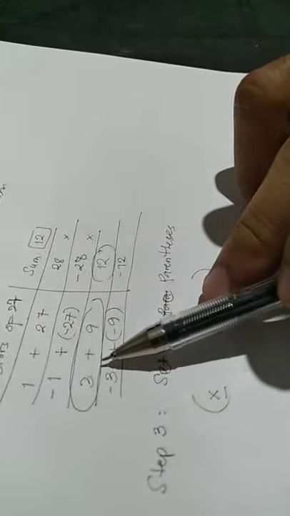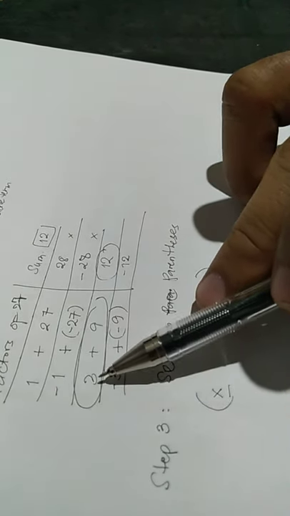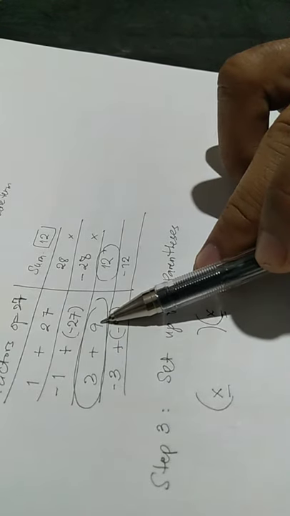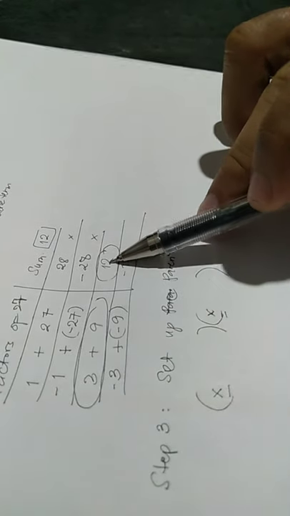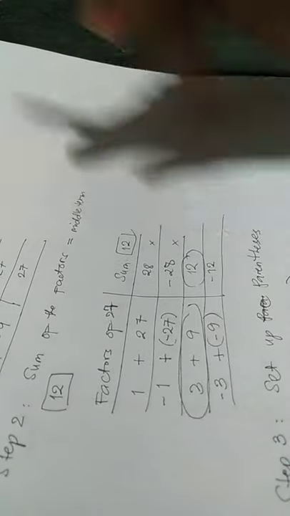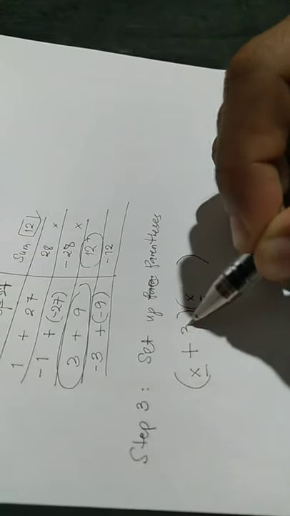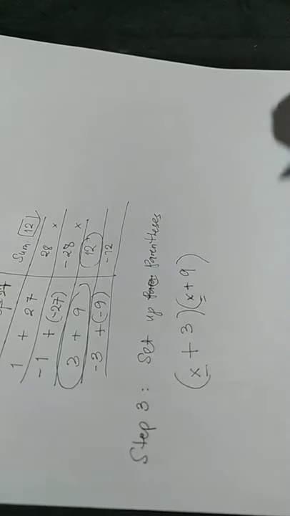Then, from our step 2, these two numbers, 3 times 9, will give you 27. If you add them, 3 plus 9 will give you 12. So it will result in your middle term 12. So, let's copy. Since it is positive 3, place plus 3. Since it is positive 9, place plus 9.